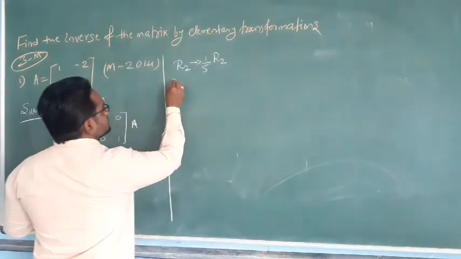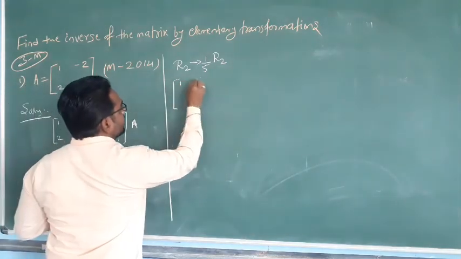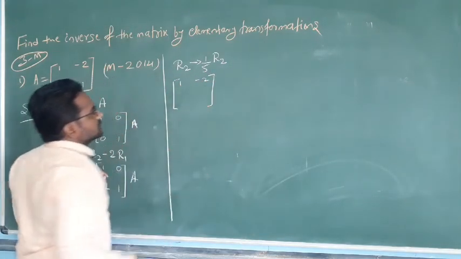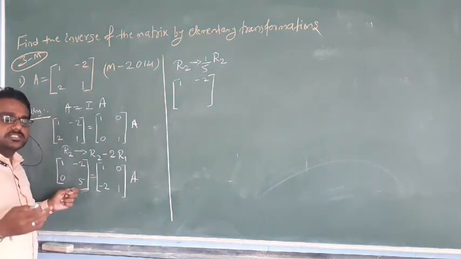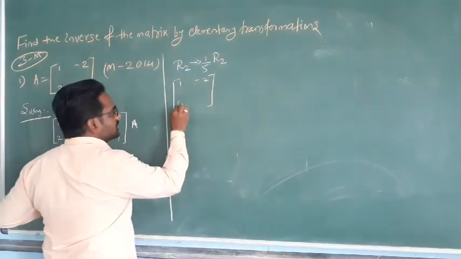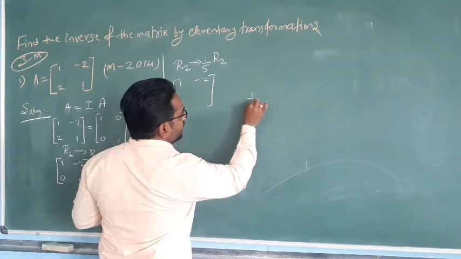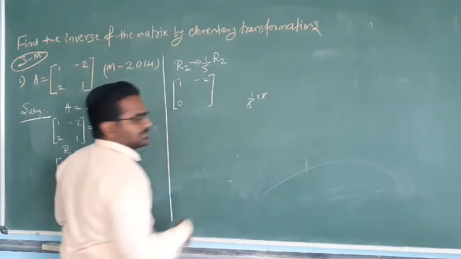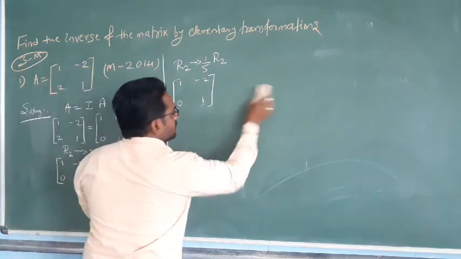Okay. See here, students. The first row does not change: 1 minus 2. The elements of R2 change to 1 by 5 into R2. So 0 into anything is 0 itself. Then 1 by 5 into 5, the 5 gets cancelled, and you will get 1 here. Okay. So equals to.